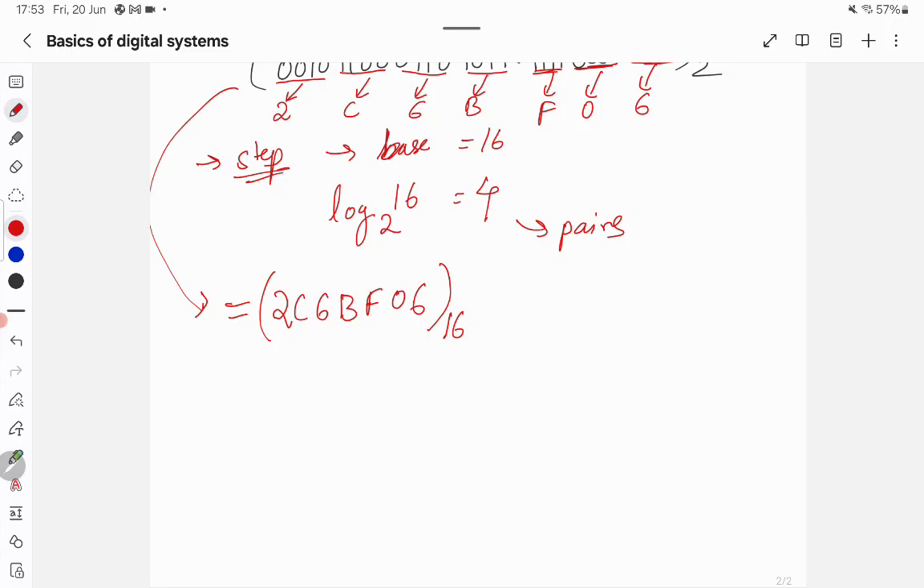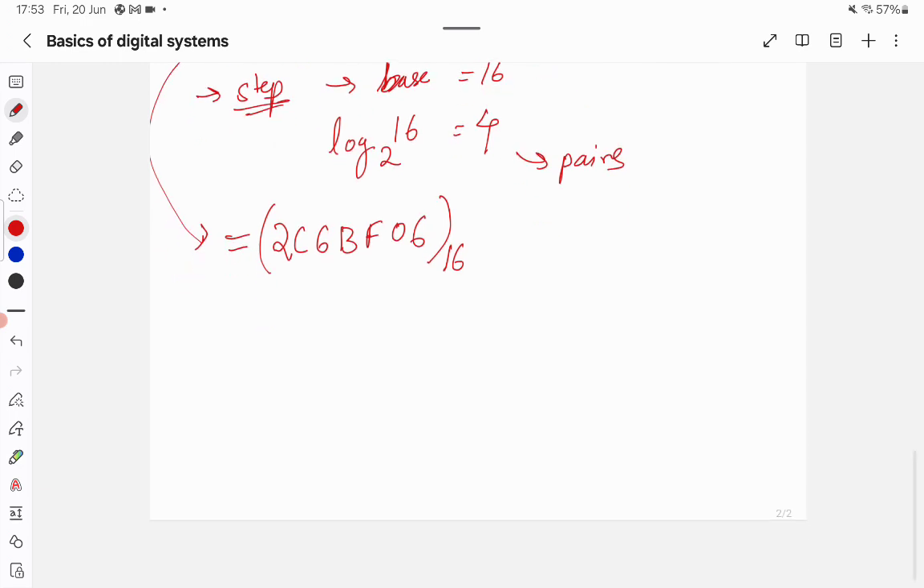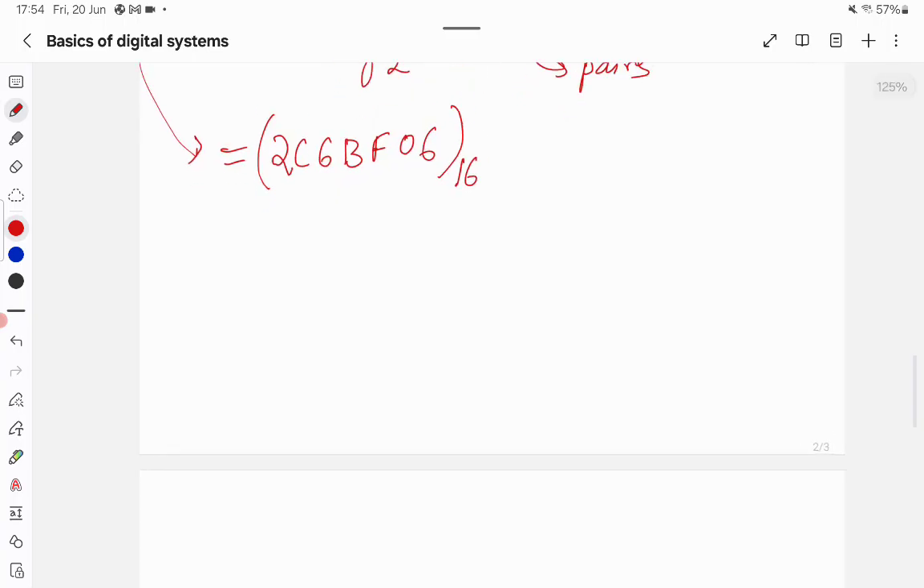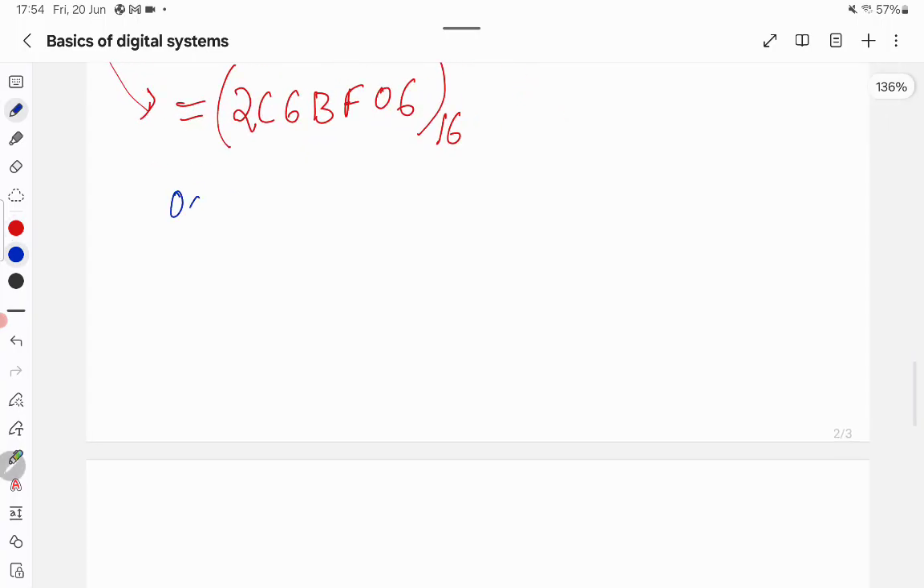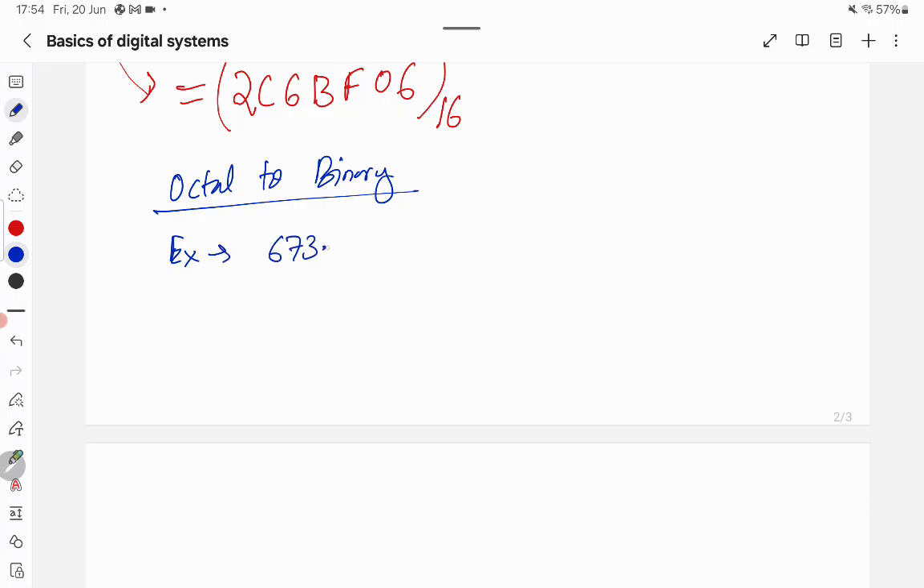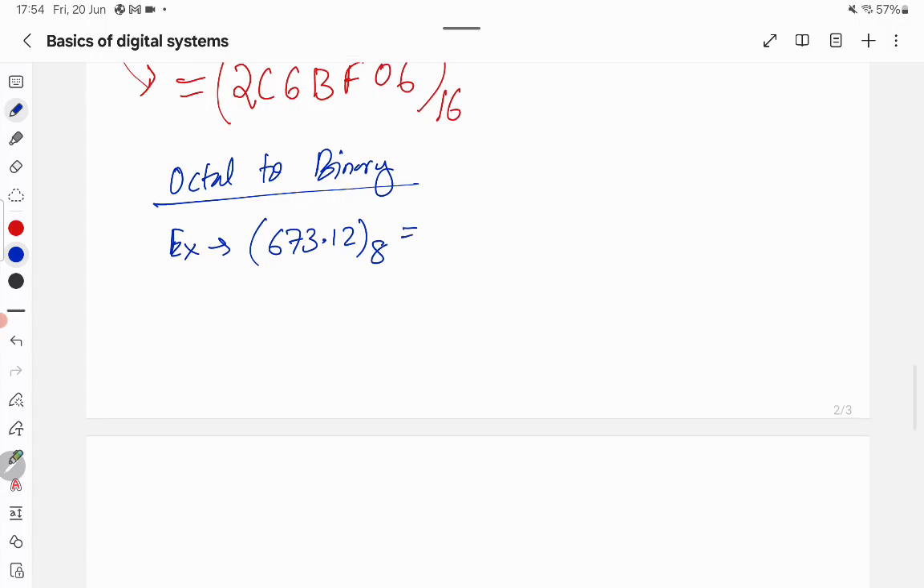Next we will see the conversion of numbers from octal to binary, the reverse thing we will check. So from octal to binary, there is a number given, let's say 673.12 base 8, because it is octal. So how will you write?